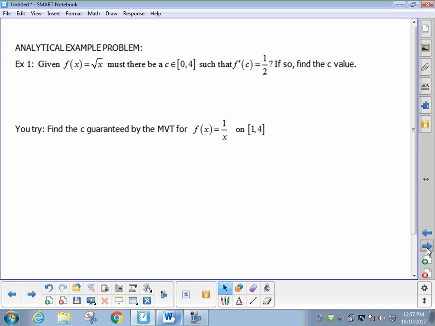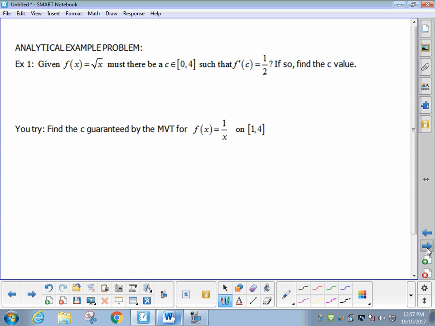Now let me get a few book problems, and then we'll get to a few AP-ish kind of problems, and we'll practice this a lot tomorrow as well. The book problems will look something like this. Given f is the square root of x, must there be a place in 0 to 4 such that the derivative is 1/2? Now, students want to just say, find the derivative, show it equals 1/2. That's not really the intention of the question. The idea is prove it by MVT.